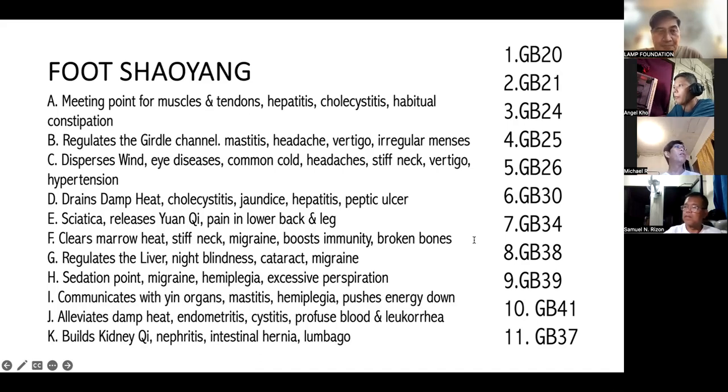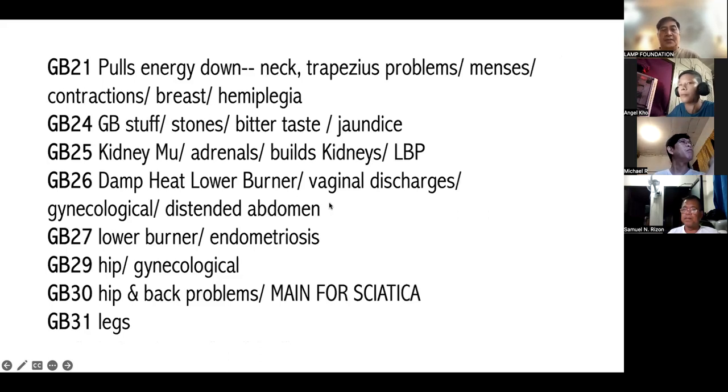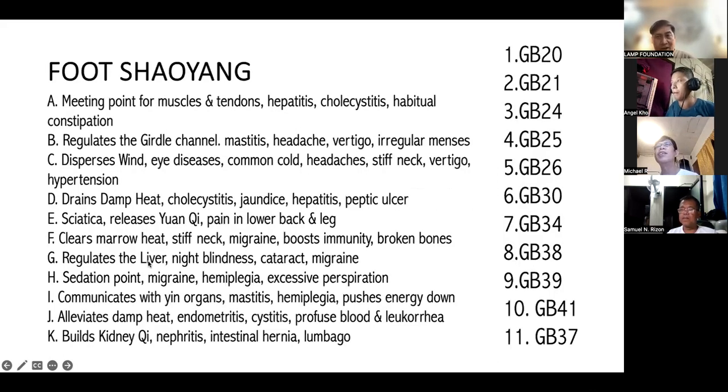Number two, Sir Michael. Number two is letter E, for GB21. Sciatica, releases yuan qi, pain in lower back. No. Okay, try to read this. GB21. Pushes energy down, neck, trapezius problems, menses, contractions, breast, hemiplegia. Would you like to change your answer? You have to change your answer because it's wrong. Use this, it pushes energy down. Just read faster.